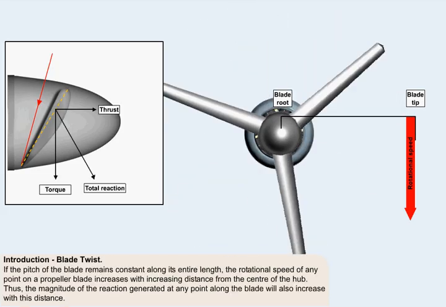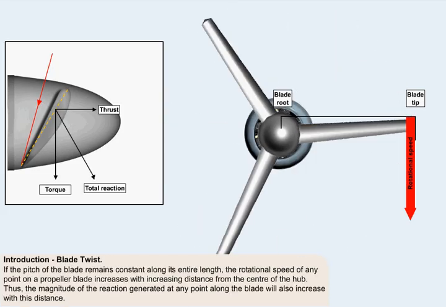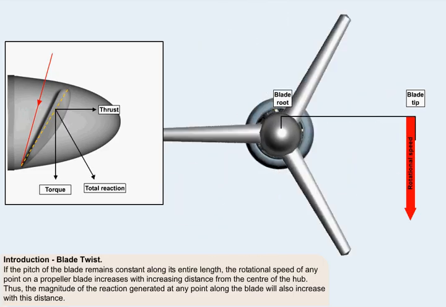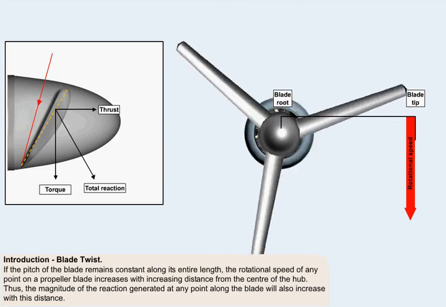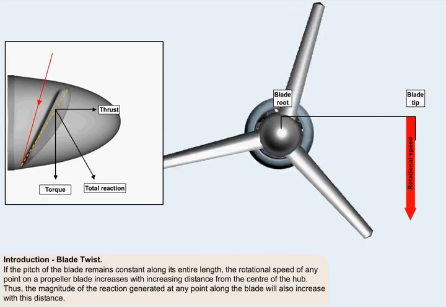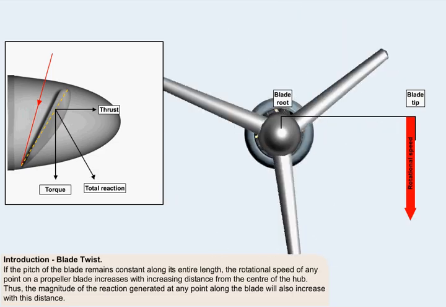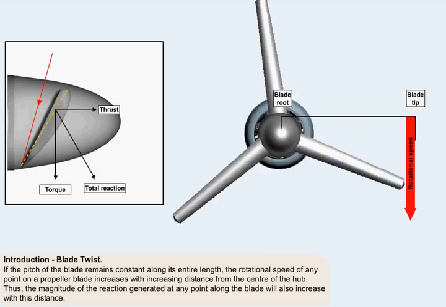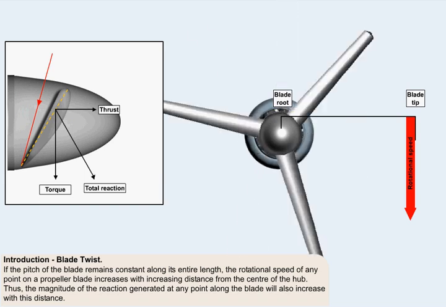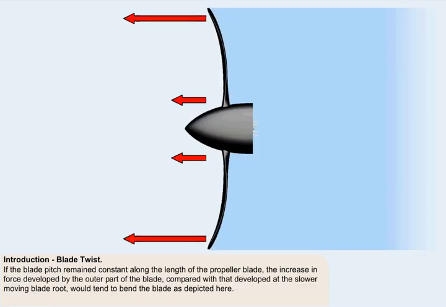Because the rotational velocity of any point on a propeller blade increases with increasing distance from the center of the hub, so the magnitude of the thrust generated at any point along the blade would also increase with this distance, if the pitch of the blade remained constant along its entire length. If the blade pitch remained constant along the length of the propeller blade, the increase in force developed by the outer part of the blade, compared with that developed at the slower moving blade root, would tend to bend the blade as depicted here.